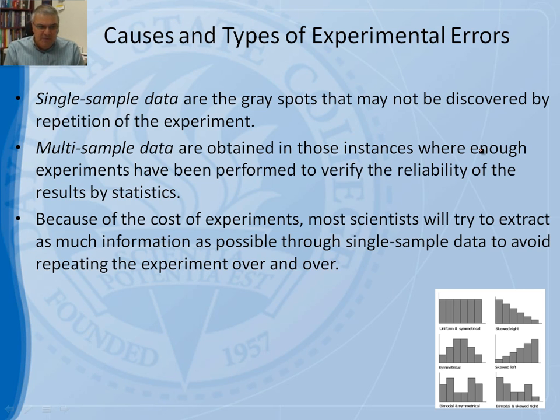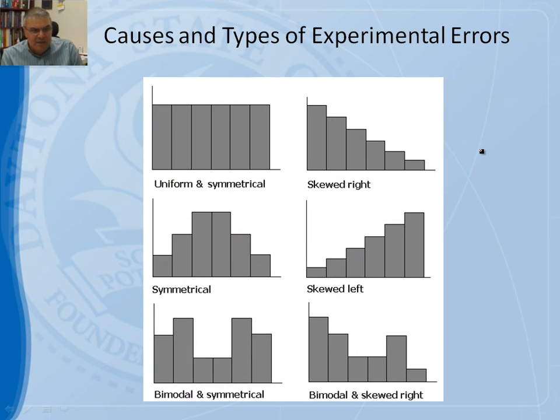Because of the cost of experiments, again, we try to extract as much information with as little data as possible. There are mathematical tools that help us with that. Some of them are advanced topics that we're not going to address in this class, but there have been scientists working on extracting much more information from a small amount of data because of the cost and feasibility involved here.